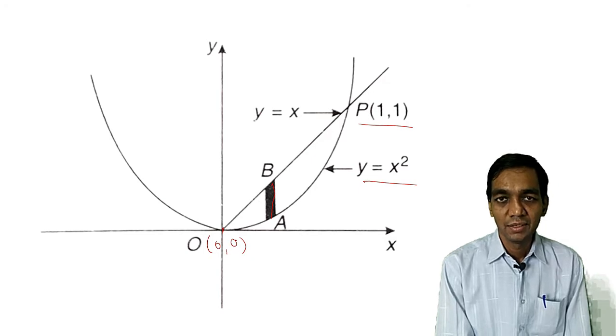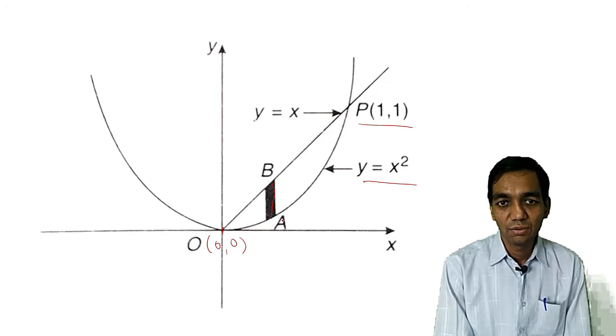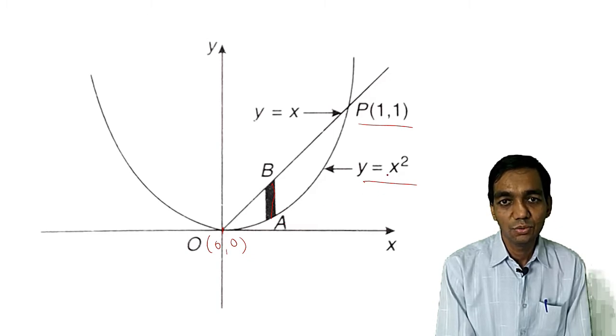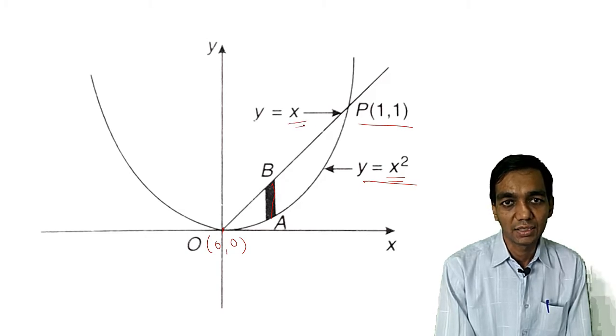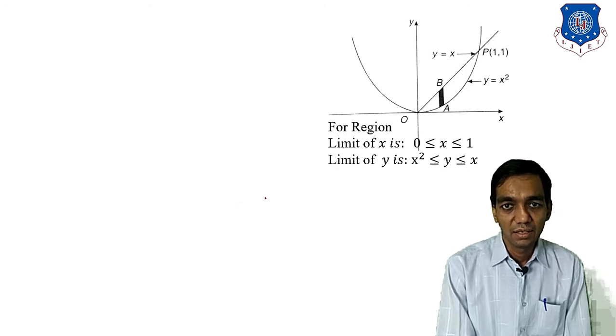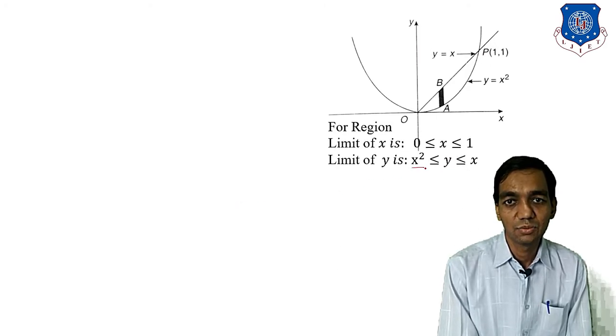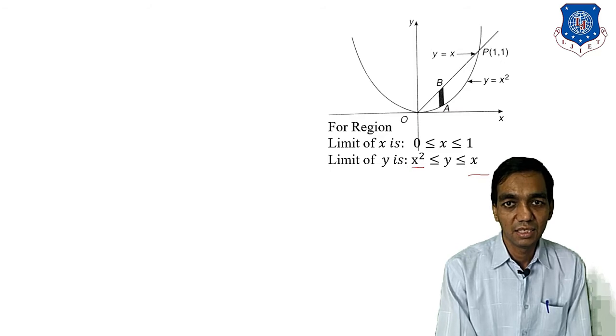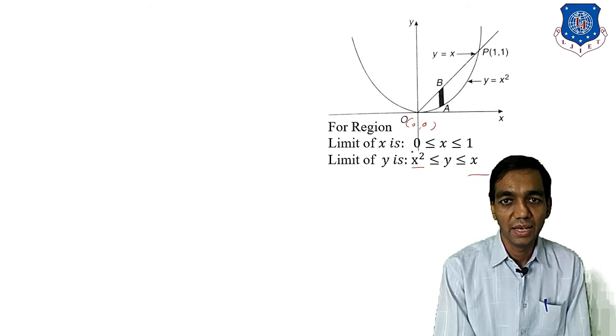So if we draw the strip parallel to y like this, then you have a strip from A to B. Now, if you are going to write down the limits of y, then from the lower curve you have y is equal to x square, and from the upper curve you have y is equal to x. So the area is given by the limits of y from x square to x, and this strip is going to be moved from (0, 0) to (1, 1), therefore the limit of x will be from 0 to 1.